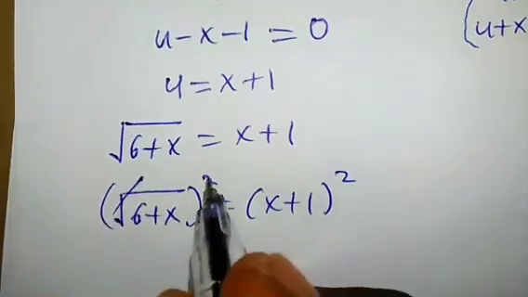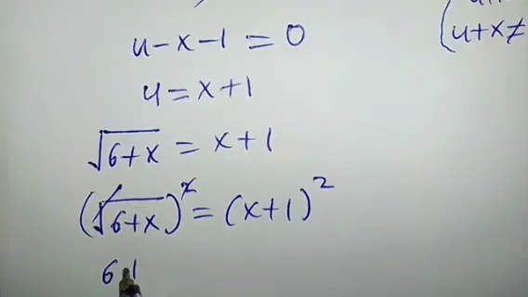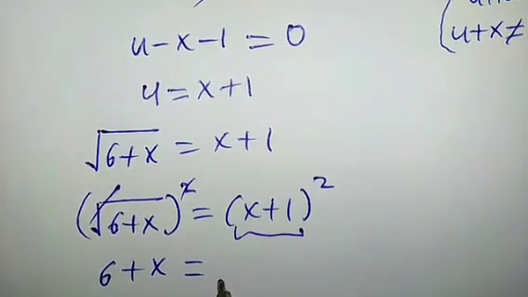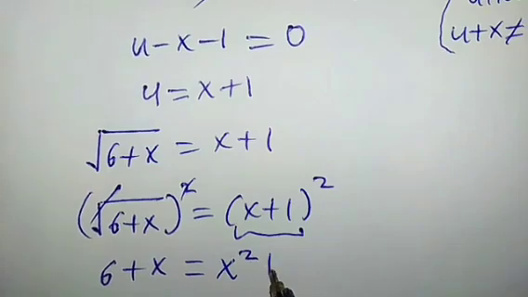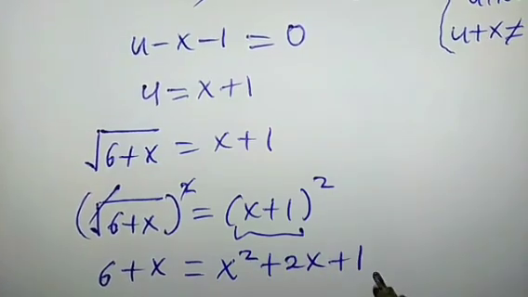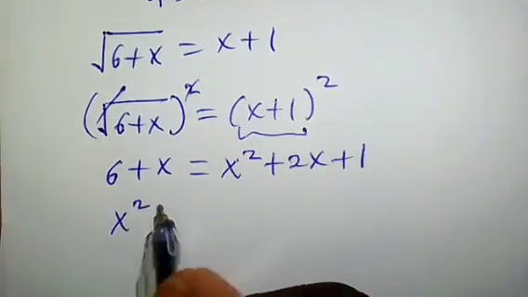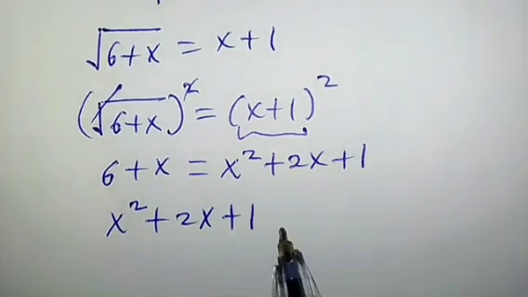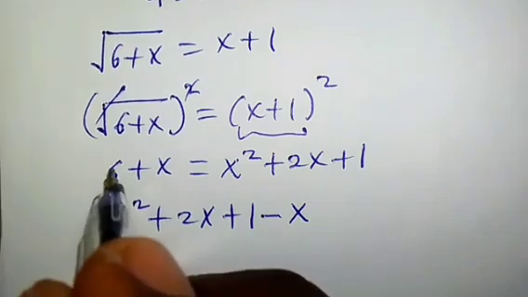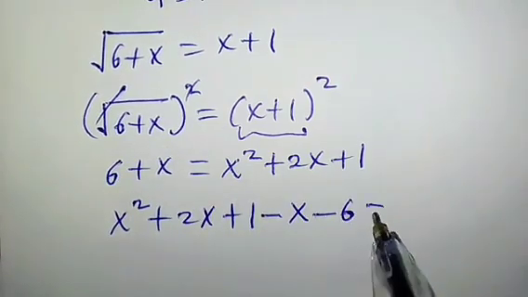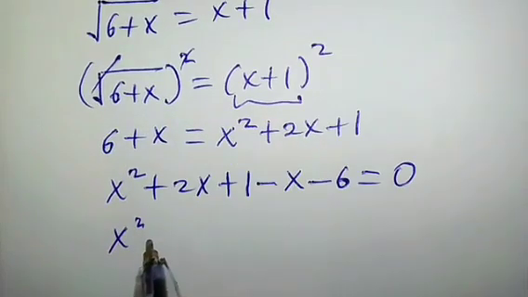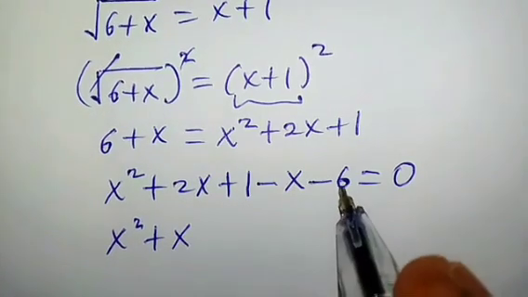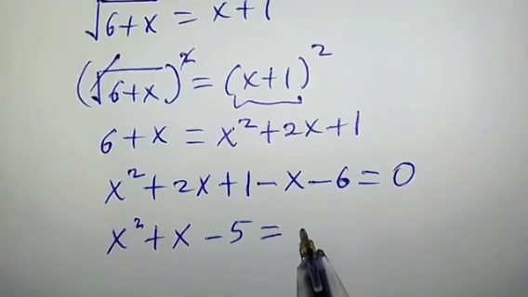Clearly, these cancel each other, so we are left with 6 plus x equal to, if you expand this guy very well, you are going to get x to the power of 2 plus 2x plus 1. So, x to the power of 2 plus 2x plus 1. When this guy comes to the right, it becomes negative x. Also, when 6 comes to the right, it becomes negative 6 equal to 0. X to the power of 2 plus 2x minus x, that is x. 1 minus 6, that is negative 5, equal to 0.